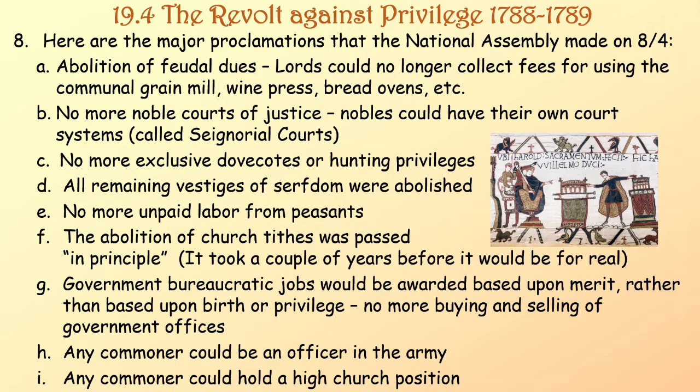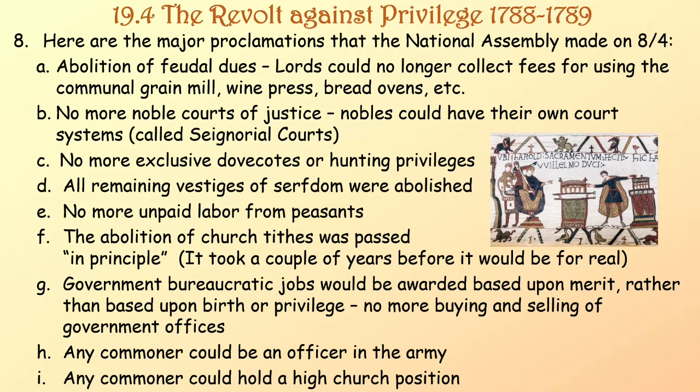Number 2, no more noble courts of justice. Nobles up to this point could have their own court systems called seigneurial courts. 3, no more exclusive dovecotes or hunting privileges. 4, all remaining vestiges of serfdom were abolished. 5, no more unpaid labor from peasants. 6, the abolition of church tithes was passed, quote, in principle. Took a couple of years before it would actually be for real.